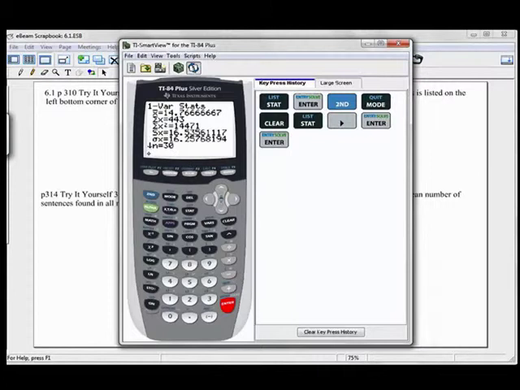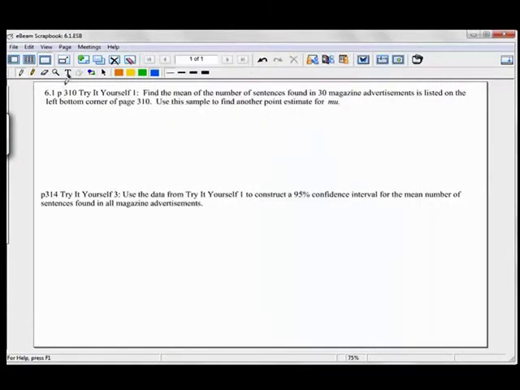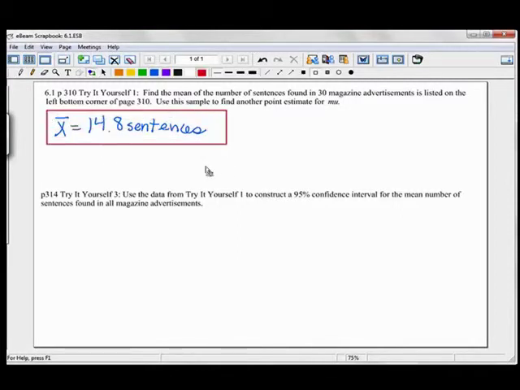We're going to need that S sub X for later, so we're going to go ahead and get that now. We're going to write down our mean, which is our X bar, which we found to be 14.8. That's 14.8 sentences that we were looking for there. And that's all you really had to do for Try It Yourself number 1.